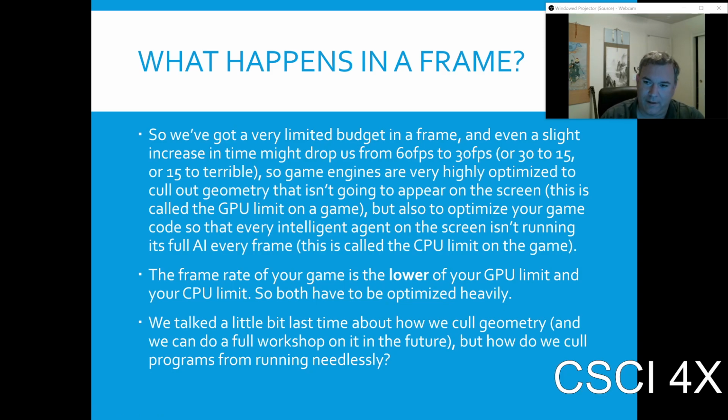So you want to make sure your game is able to run at 60 frames a second. And there's two different bottlenecks that you have to worry about. First is your GPU. So you have to make sure you don't have so many triangles on the screen that your GPU is struggling, right? Your GPU needs to be able to render all the triangles on the screen in a 60th of a second.